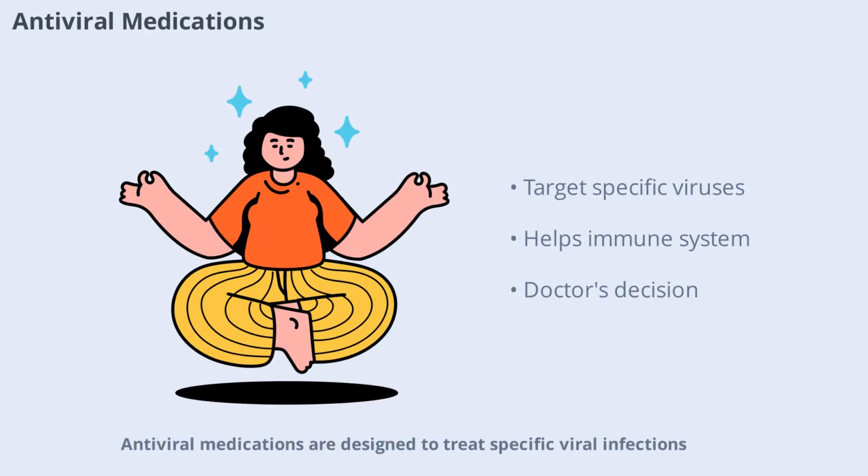Antiviral medications are designed to treat specific viral infections. These drugs work by inhibiting the virus's ability to multiply, helping the immune system clear the infection more effectively. Examples include medications for influenza, herpes, and HIV. Not all viral infections require antivirals, and their use depends on the type and severity of the infection. Your doctor will decide if antiviral therapy is appropriate for your condition.